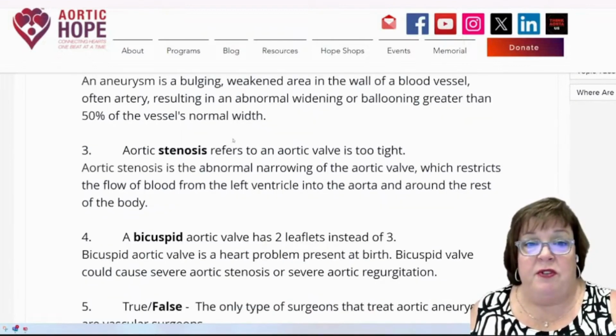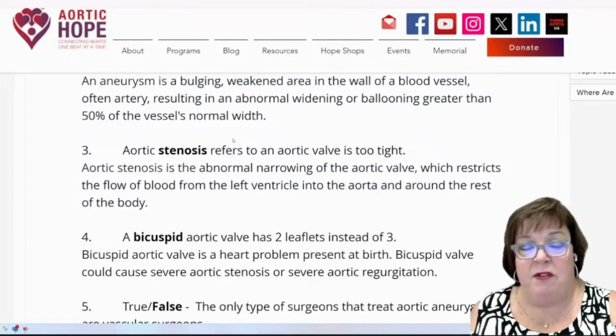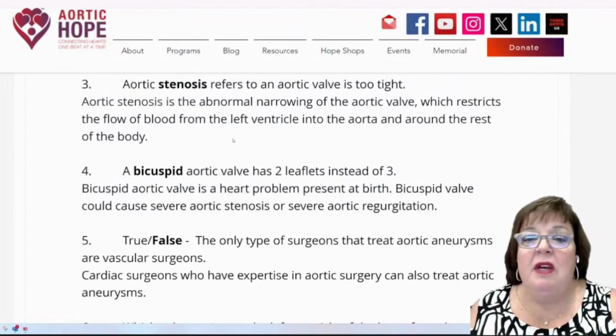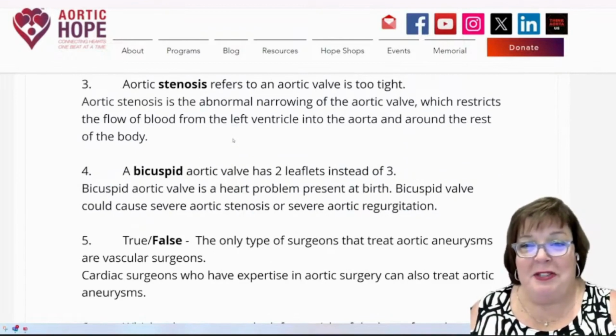Aortic stenosis refers to an aortic valve that is too tight. Aortic stenosis is the abnormal narrowing of the aortic valve, which restricts the flow of blood from the left ventricle into the aorta and around the rest of the body. Can you tell this was written also by a doctor?